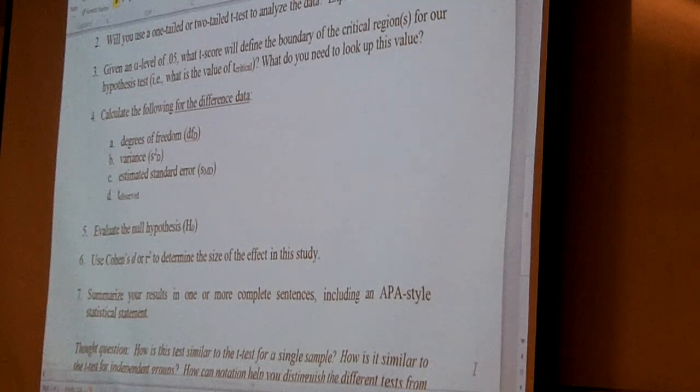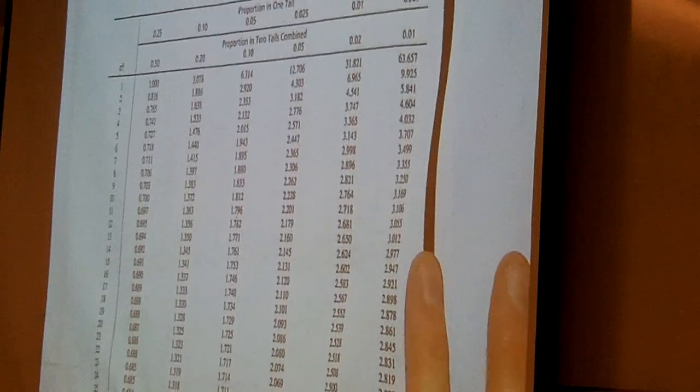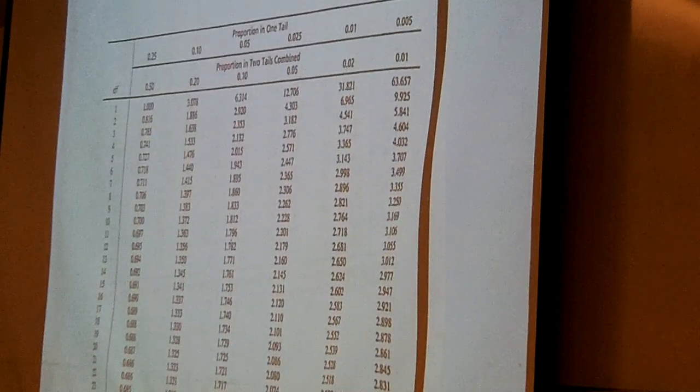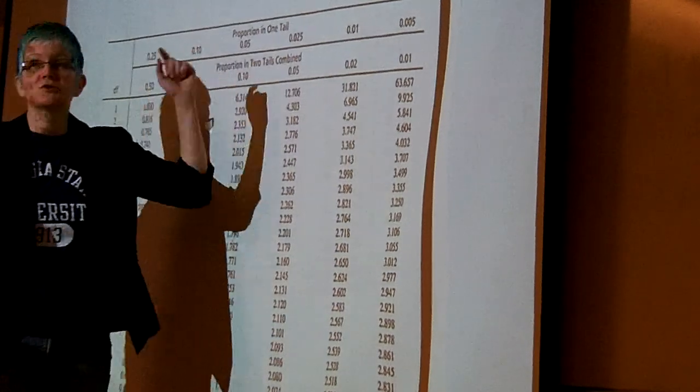All right, given an alpha level of 0.05, what t-score will define the boundary of the critical region for our hypothesis test? Now here, we're going to get into something a little bit different. Last time, what value did we use to look up our critical value? Last time we used alpha 0.05, proportion in one tail, and what degrees of freedom did we use? We did independent groups. 10, right? It was degrees of freedom pooled.